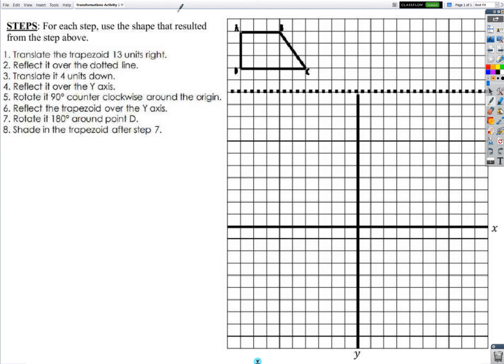For translations, we can just count. There are no dilations here, so that's good. Let me ask you for the second day in a row: what do you call the transformations that do not change size and shape? It's not a dilation yet, you're right. I just said that. It's not dilation.